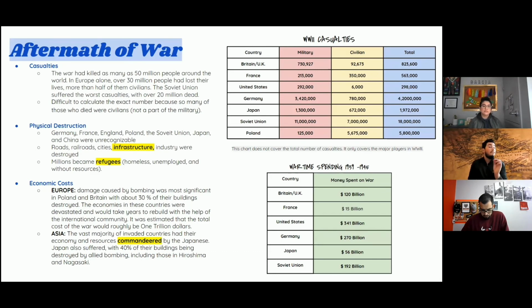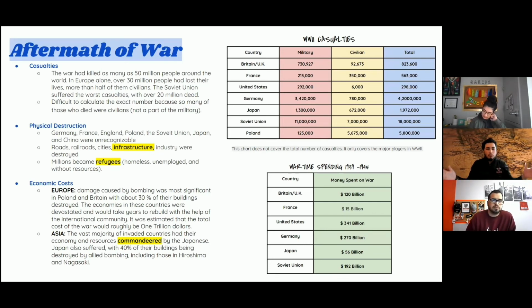But we do know what the physical destruction looks like. After World War II is over, after the dust is settled, you start to see Germany, France, England, Poland, the Soviet Union, Japan, and China being completely wrecked. It is unrecognizable. The residential areas, the buildings, the cities, the factories, everything is demolished, and it is as if they have to start all over. Roads, railroads, the infrastructure, everything is destroyed. Millions of people are displaced and become refugees during this time.